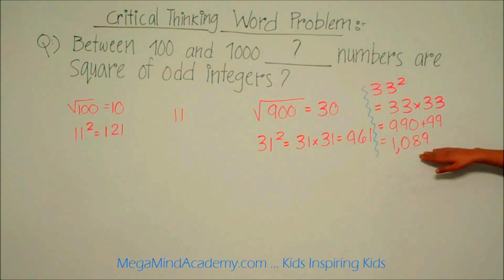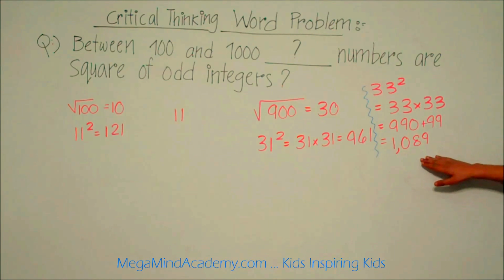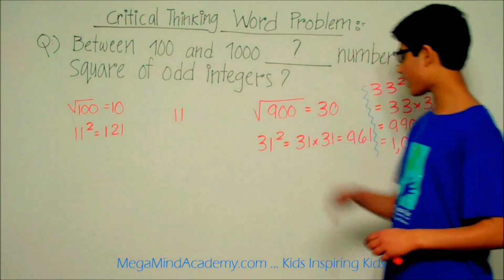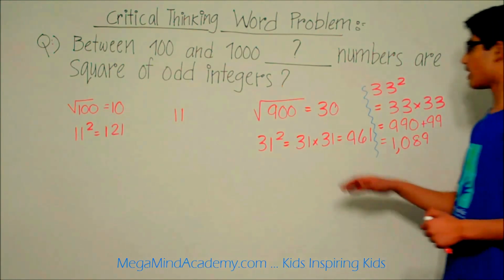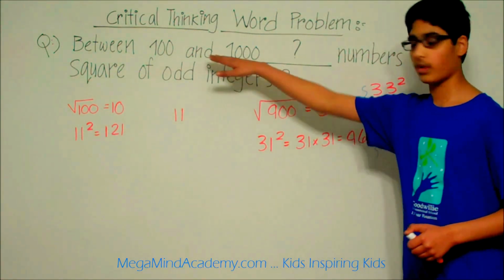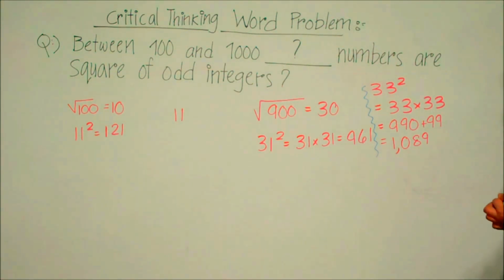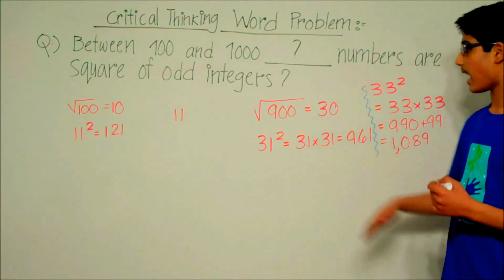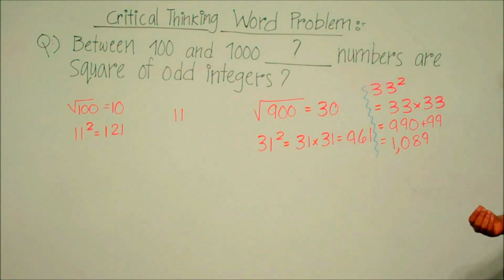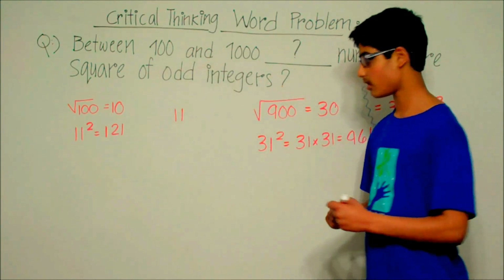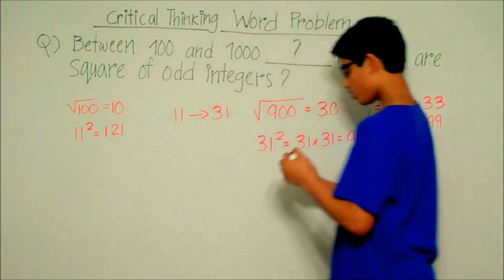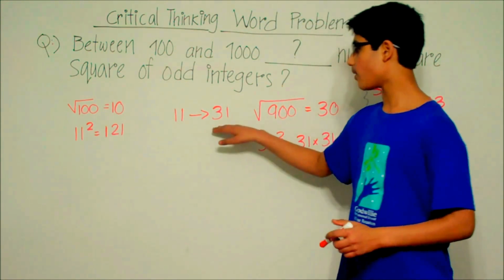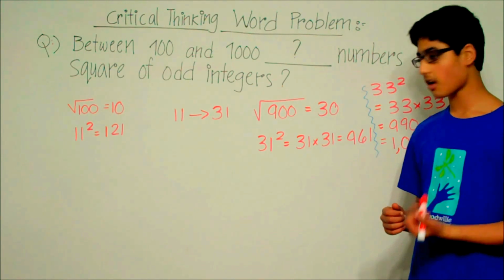So we can see that 1089 is not between 100 and 1000. That means that 33 cannot be included in the odd integers whose squares are between 100 and 1000. So 31 is the highest number with a square between 100 and 1000. So from 11 to 31, let's find out how many odd integers there are.